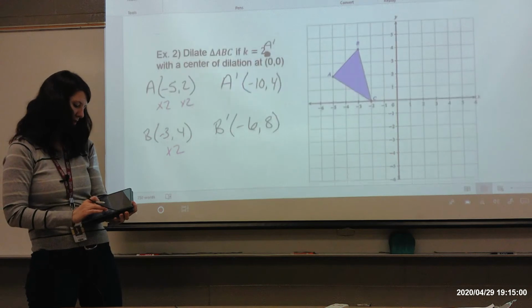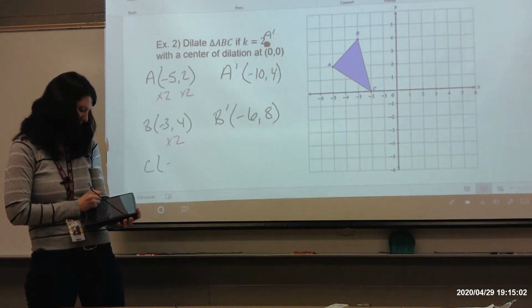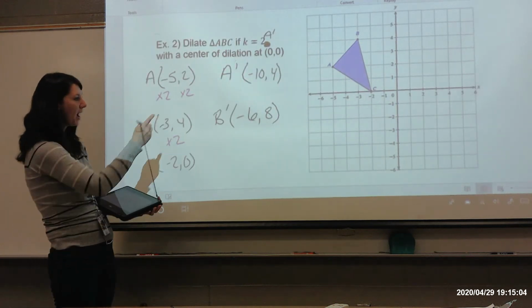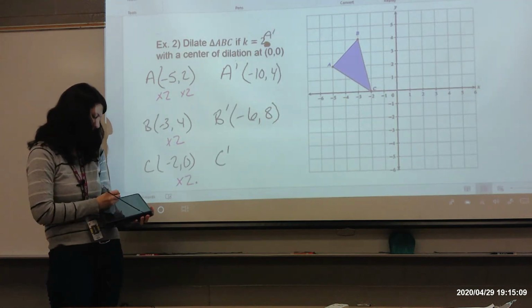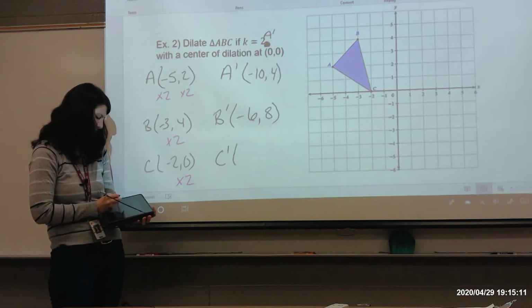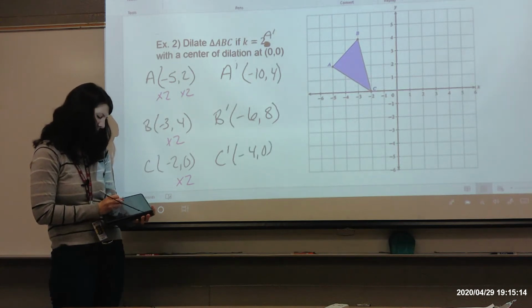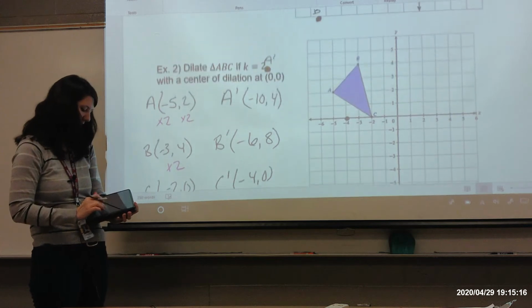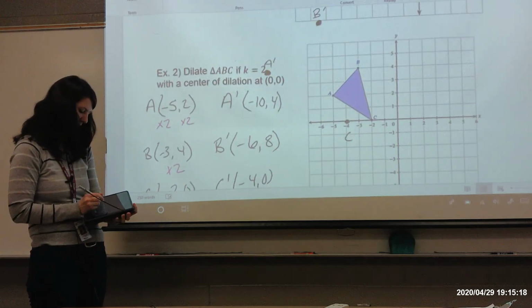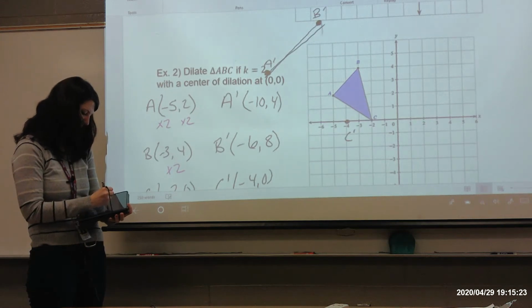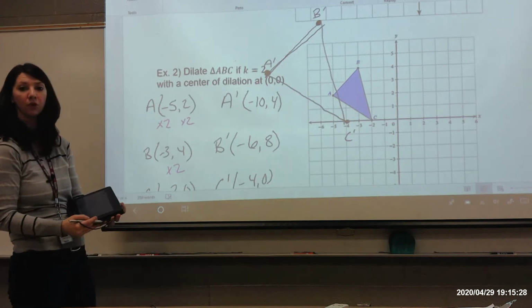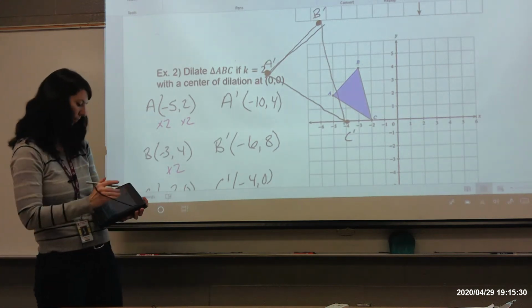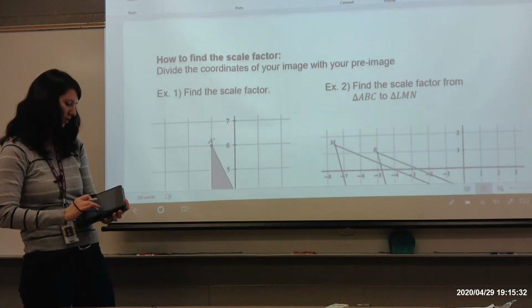And then our last one here, C, was at -2, 0 on my graph. So now C prime, if I multiply everything by 2, because that is my scale factor, K, that would be -4, 0, which would be right here. So if I connect it, assuming that I estimated correctly over here, it should look like the same triangle, just bigger. All right, it doubled in size. Okay, so that's how you use a scale factor.